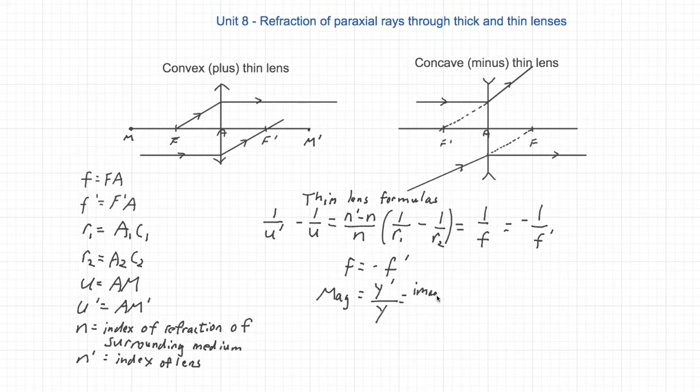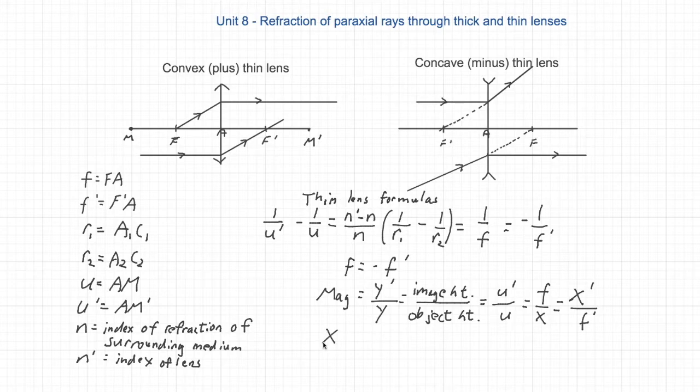The magnification formula, which is the image height divided by the object height, equals U'/U, also equals F/X, also equals X'/F'. X is defined as a distance from F to M. X' is a distance from F' to M'.